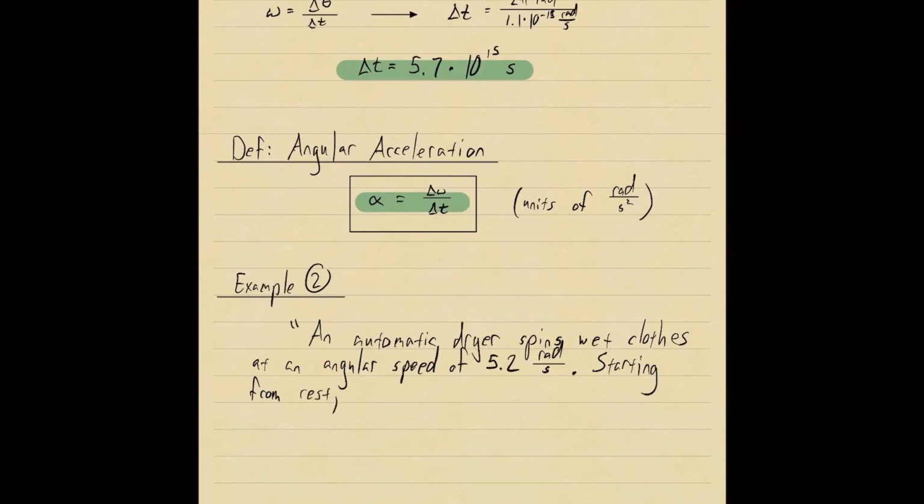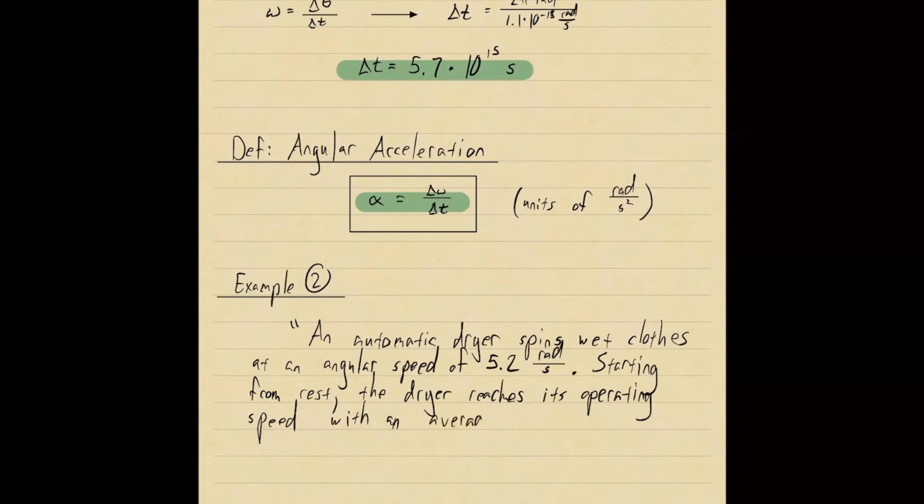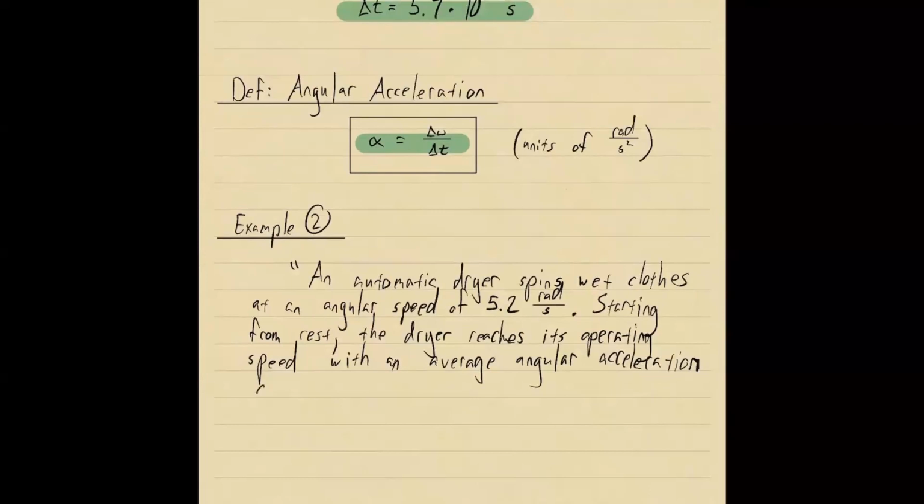the dryer reaches its operating speed with an average angular acceleration of 4 radians per second squared.